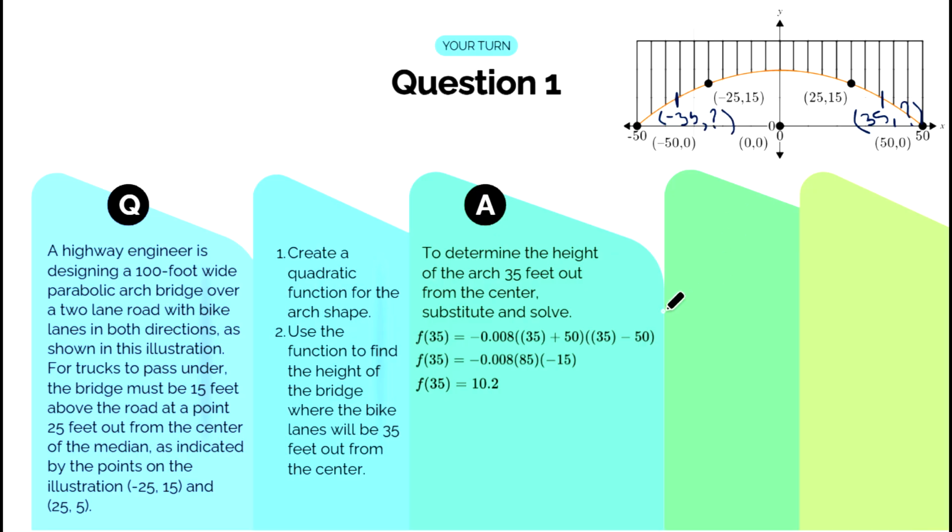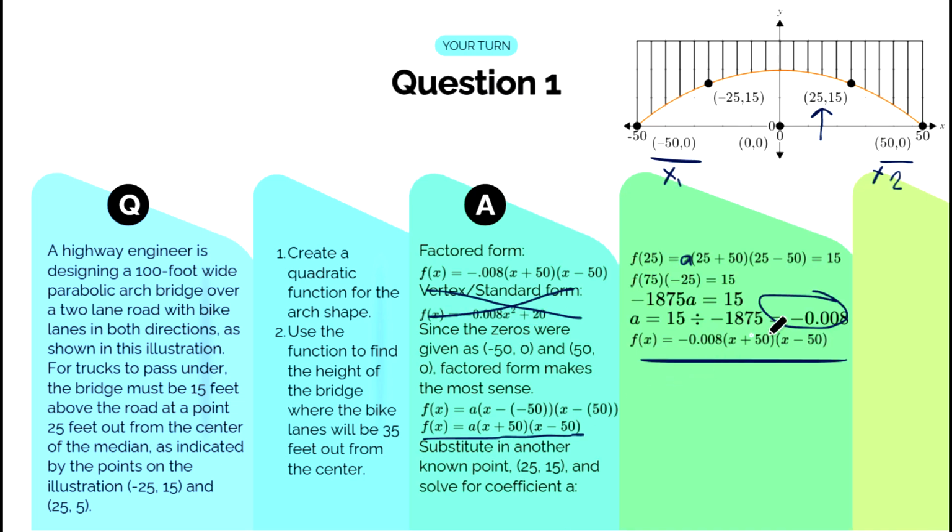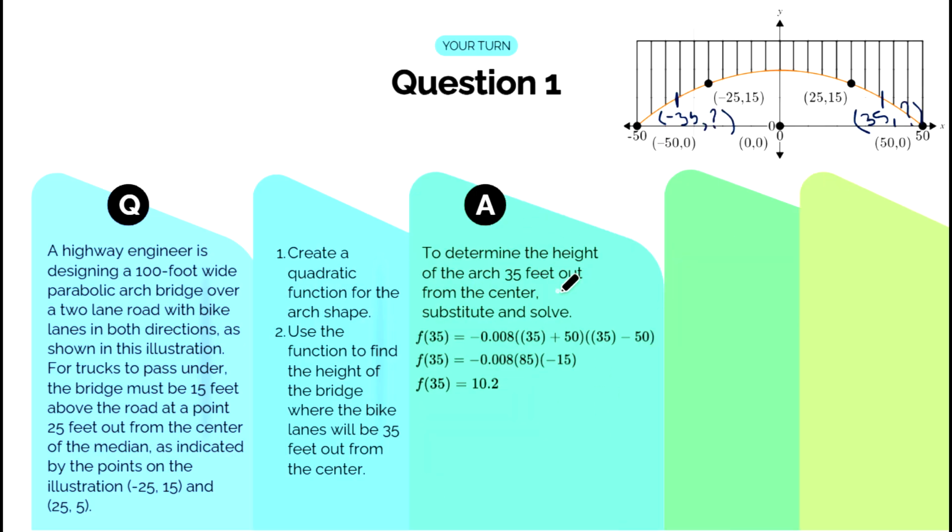Does that make sense? Okay, so we have f of 35 is equal to negative 0.008. This is the formula that we got right here, times x plus 50 and x minus 50. So it's not even x1 and x2. It's just x plus 50, x minus 50. So 35 plus 50 is 85. 35 minus 50 is negative 15. Do all this math together and you'll end up with 10.2. So the y value for each of these is 10.2. I hope that made sense.